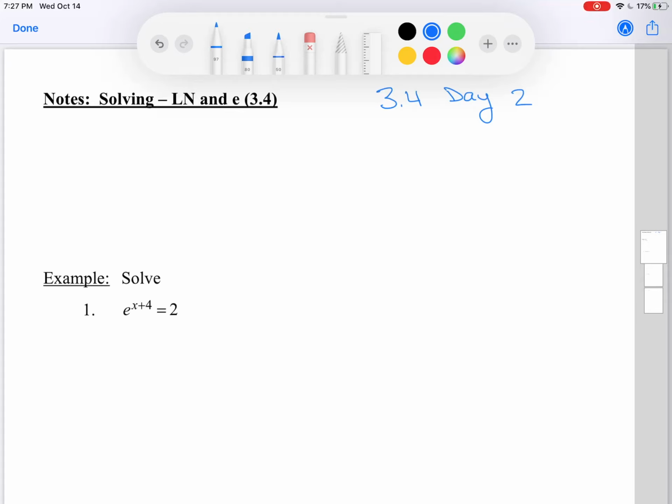Alright. So you'll notice the topic here says solving natural log. That's what LN stands for. Natural log and E. Okay. It's the same exact thing that we did last class, except this time I'm talking about natural log as well as E, but the same steps are going to occur.